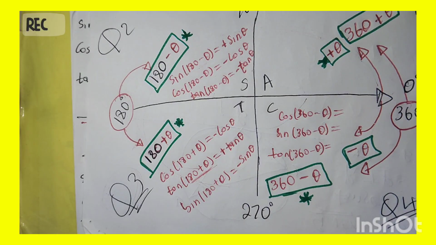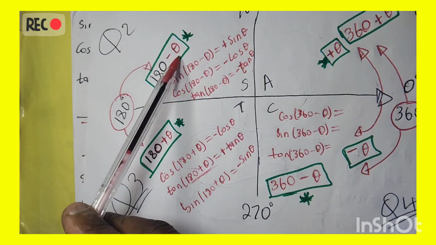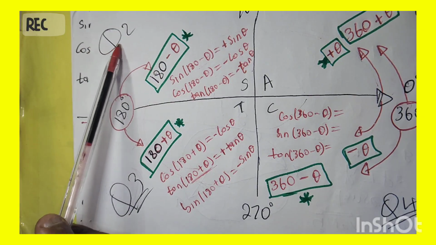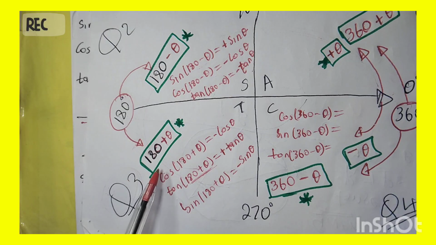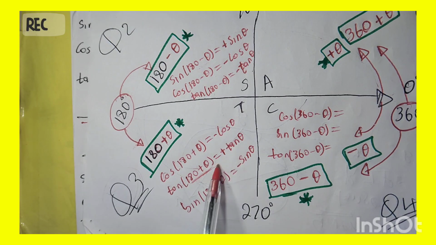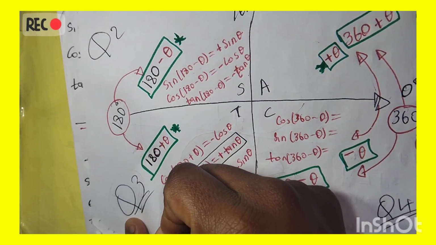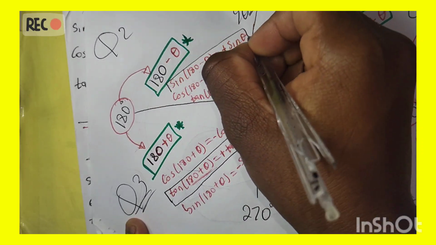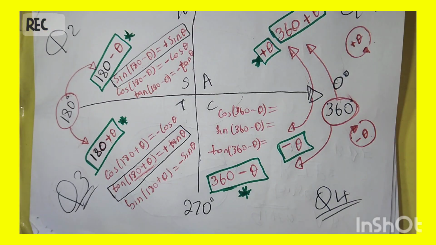Do you see? I need you guys to take note that if you see 180 plus theta, it's a position on the third quadrant. Then if you see 180 minus theta, it's a position on the second quadrant. On the second quadrant, it's only sine which is positive, but on the third quadrant, it's only tan which is positive. Those things, guys, are so important. You'll see, we're going far.